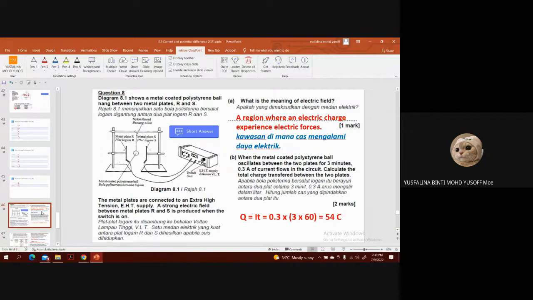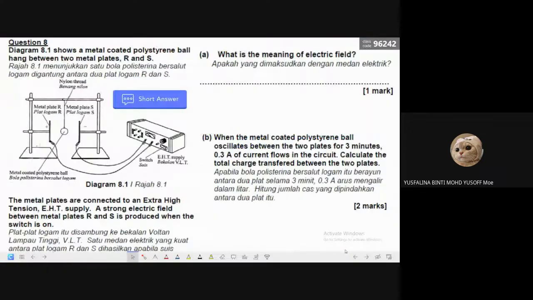Okay, the next part is this one. You need to answer: diagram 8.1 shows a metal coated polystyrene ball hanging between two metal plates. The metal plates are connected to an extra high tension supply, so a strong electric field between metal plates R and S is produced when the switch is on. We just discussed this about 2 weeks ago.